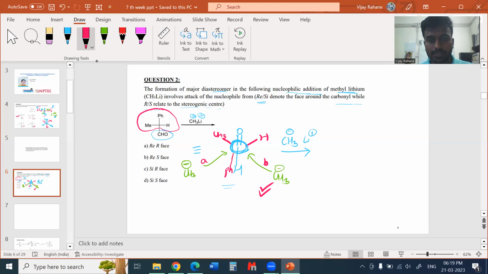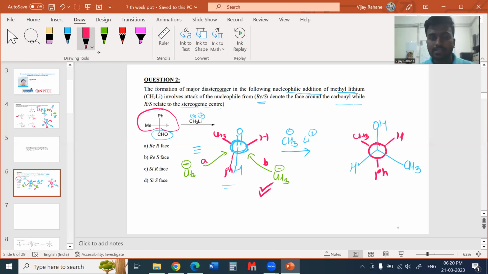So the product will be, if you draw the product, attack takes place from this side, and the structure of the final product will be like this. So this will be converted into a hydroxy group. Here will be a hydrogen, and this methyl, which came from methyl lithium, right? And the backside carbon will remain as it is. So this one will be the product structure.